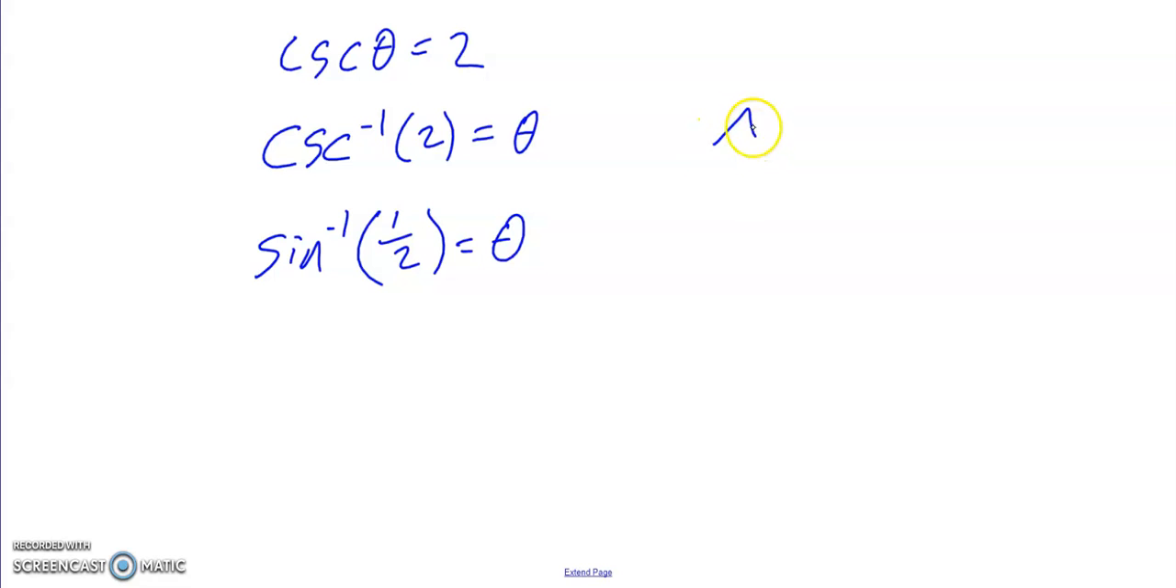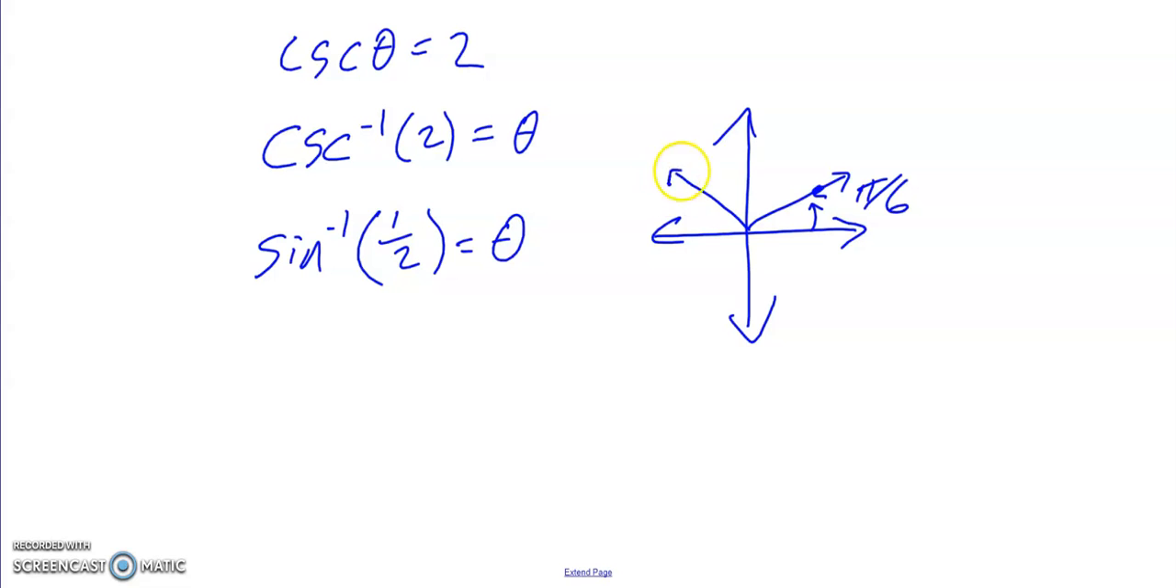So on our unit circle, where is sine +1/2? And it's right here at pi/6. If my reference angle is pi/6 there, it's going to be the same here. So this is going to be pi minus pi/6, which is going to be 5pi/6. So the two values of theta that I got are pi/6 and 5pi/6.